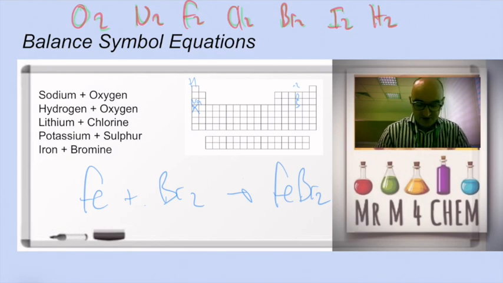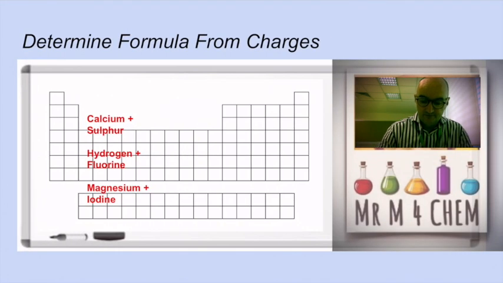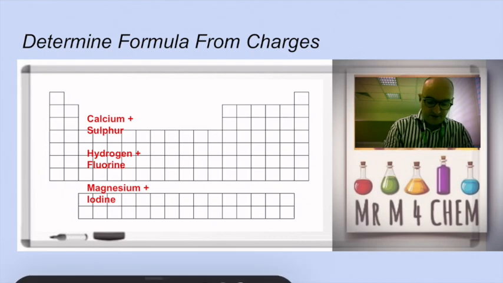Okay. So we can balance symbol equations. We can give products for word equations. We can use the periodic table to work out what the charges are. So we can balance the formula to have a charge overall of 0. Determine the formula from the charges. Well, we've been doing that already. So let's do a little bit more.